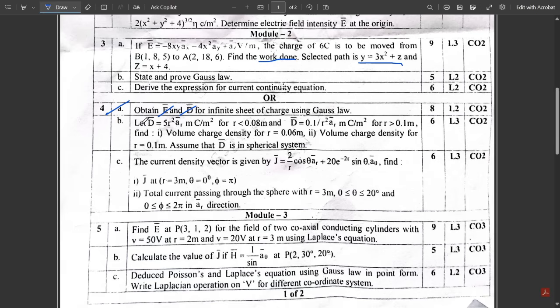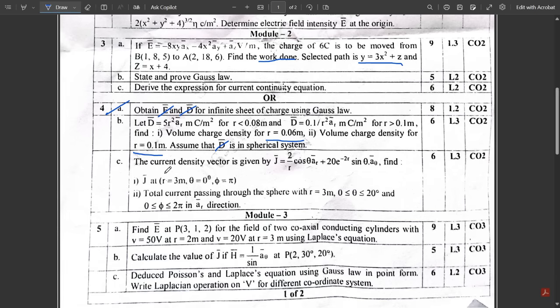Next, this is also one direct question. They have given the flux density as phi r square a_r vector millicoulomb per meter square for r less than 0.08, and one more value of flux density, 0.1 r square a_r vector millicoulomb per meter square for r greater than 0.1. Find the volume charge density for r equal to 0.06 meter and for r equal to 0.1 meter. They have given two different cases, and they have assumed the flux density to be in the spherical system. We have one direct formula here where you should consider two separate cases and solve them. If you had solved it, you would easily get marks here as well.